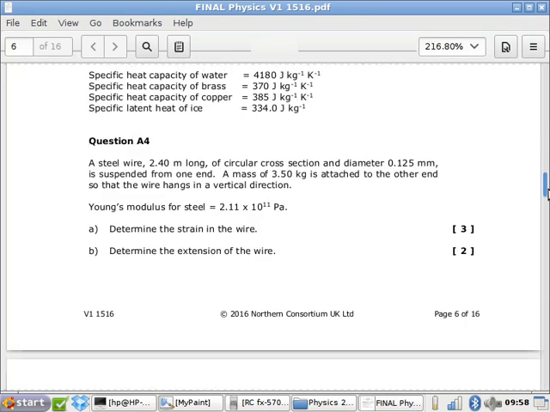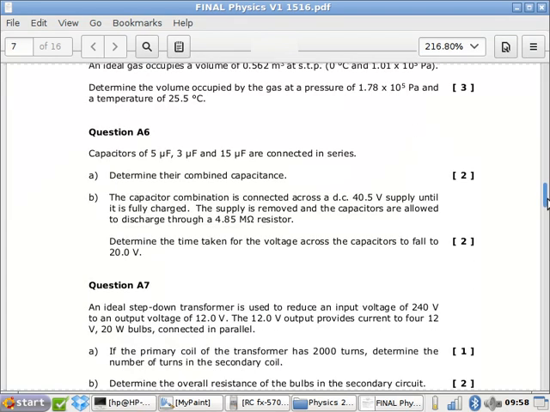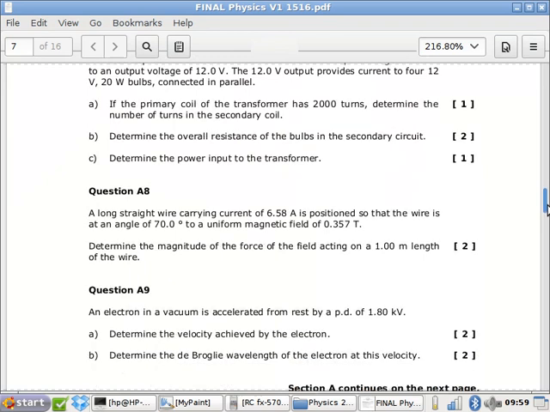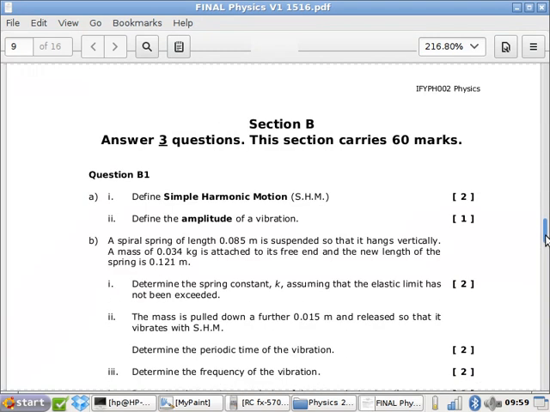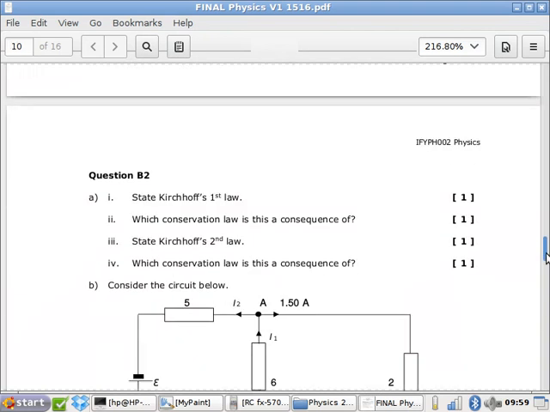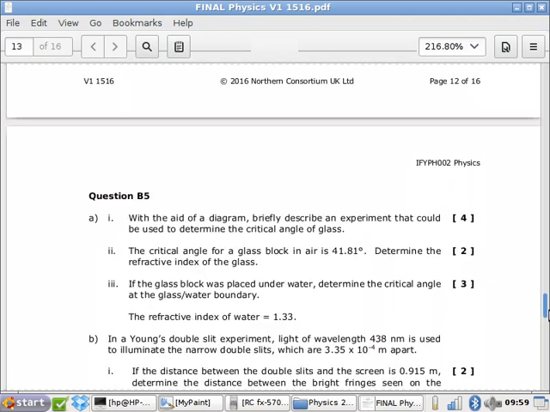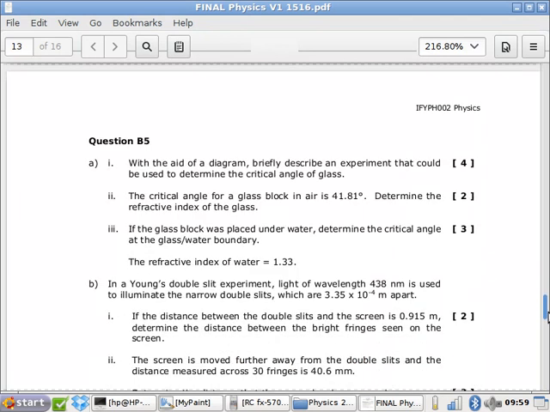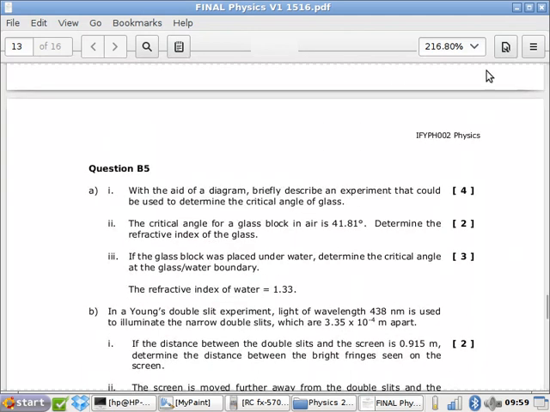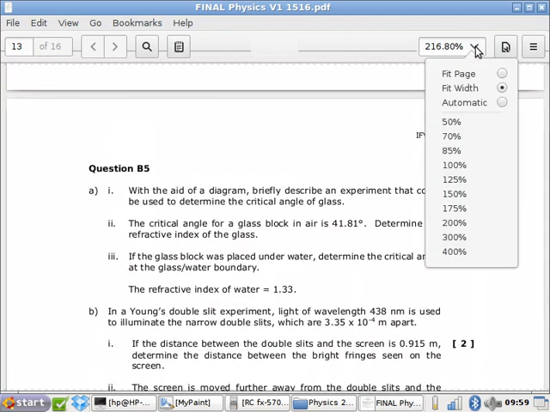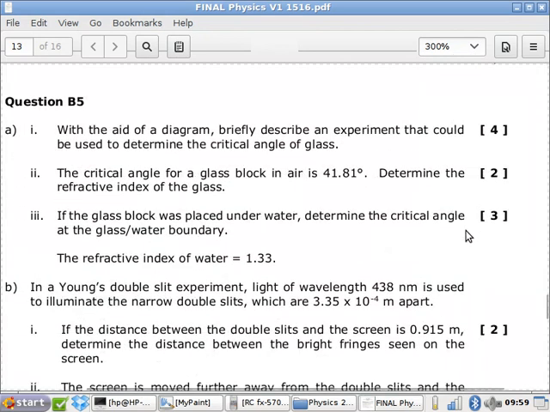Mechanics, materials, electricity, fields, atoms. Mechanics, electricity, atoms, fields, here we go, waves. Okay, children, let's start.